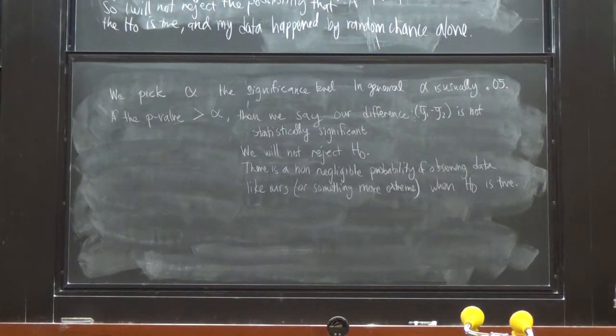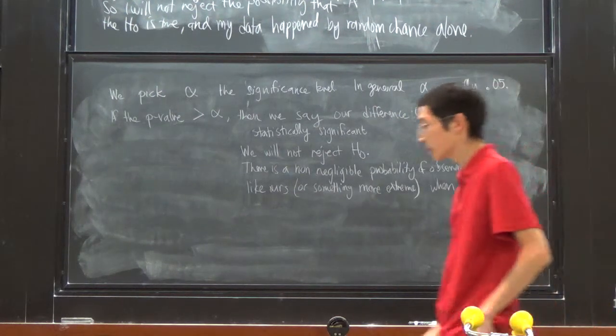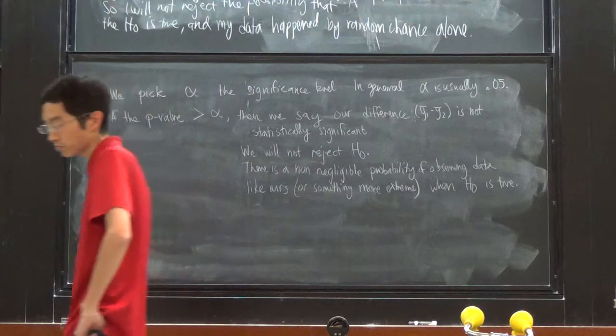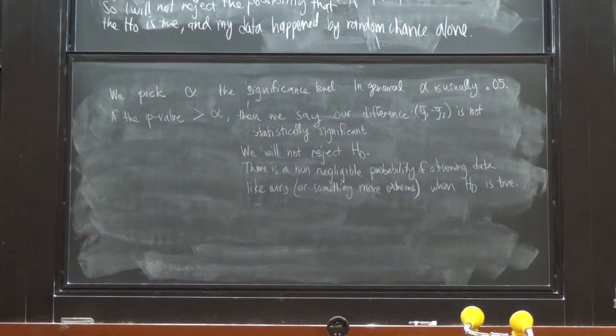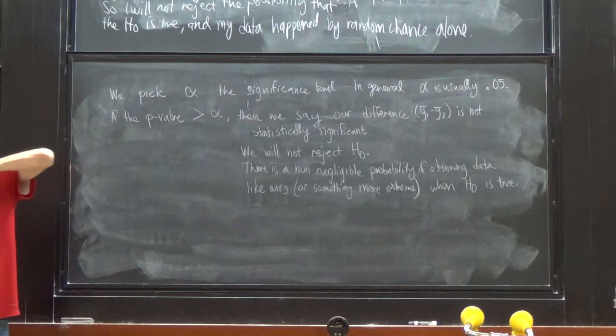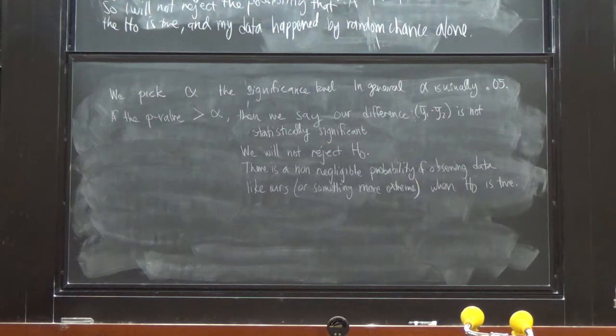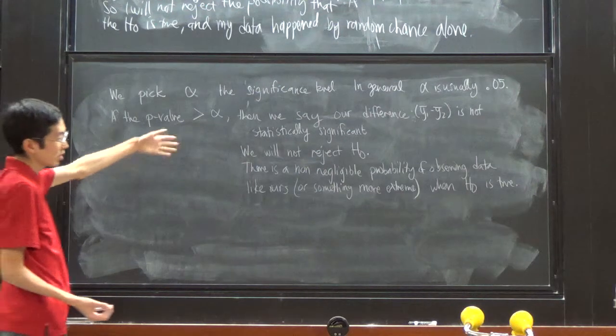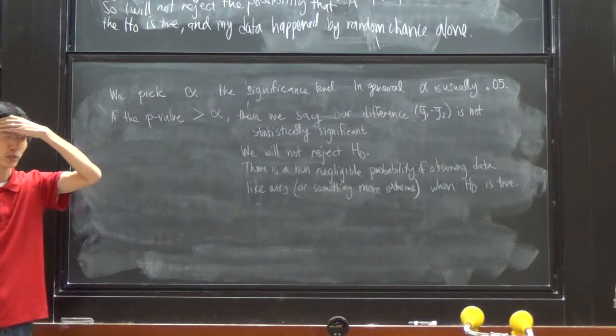So if the p-value is bigger than alpha, or bigger than the significance level, we do not reject the null hypothesis. So you're asking, when is the p-value not small enough? If the p-value is bigger than alpha, it is not small enough. Okay? It's too big for us to just disregard the possibility that the null hypothesis is true and that I observed my data from random chance alone.